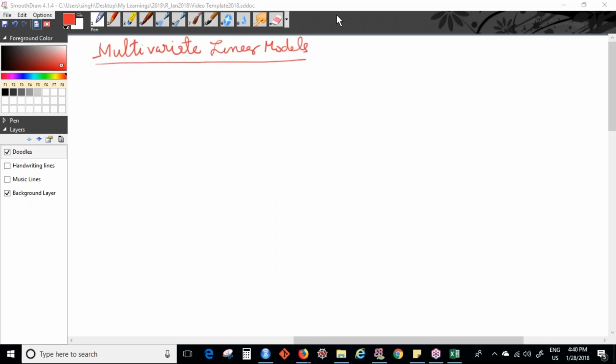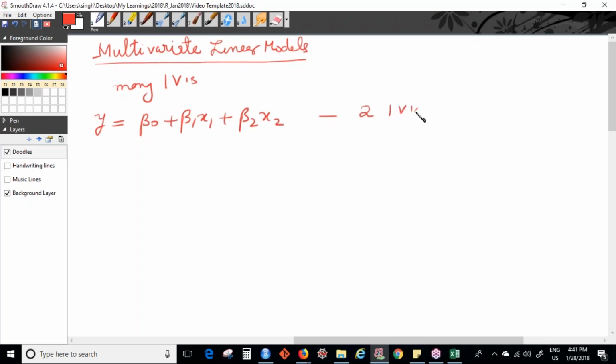Okay. So we will start with multivariate linear regression models now. What difference do multivariates have? The only difference is that they have many independent variables. So if you have many independent variables, your equation will look something like this: beta naught plus beta 1 x1 plus beta 2 x2, for example. I have included here two independent variables.